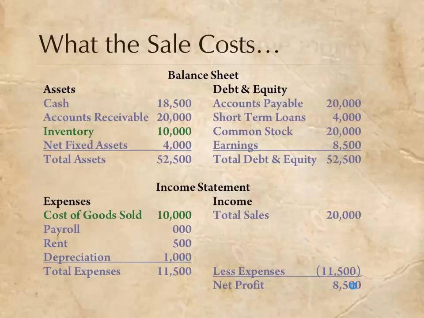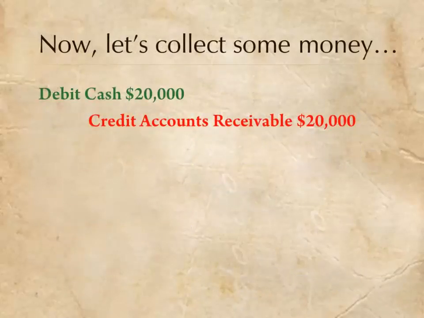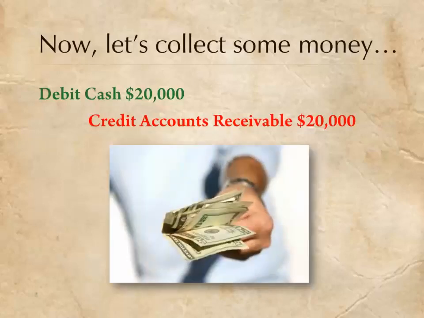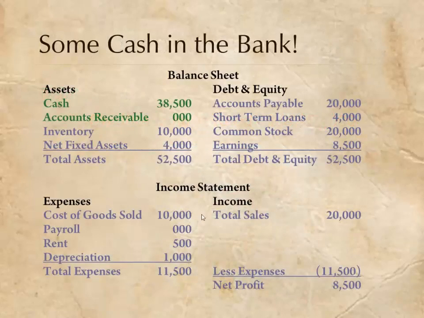Well, it's time our customer paid us for the sale. How do we account for that? We get $20,000 cash, and we put it in the bank. We debit cash for $20,000, and we credit accounts receivable for $20,000. Notice that cash went up by $20,000, and accounts receivable went to zero. This transaction did not affect our profitability.